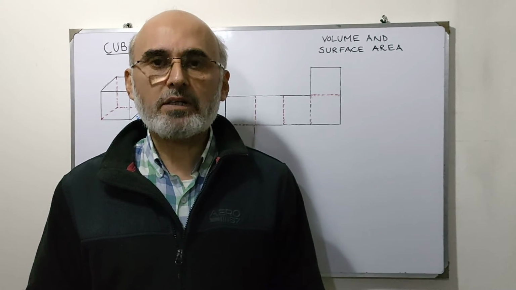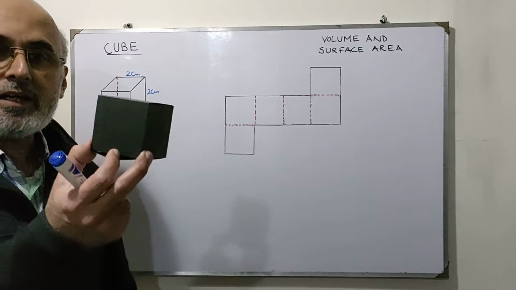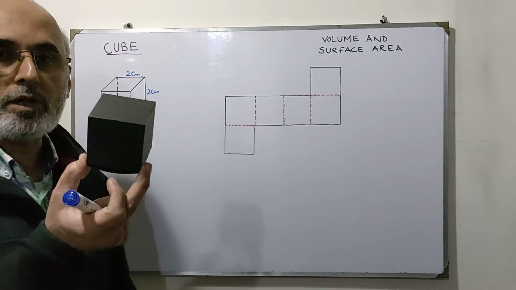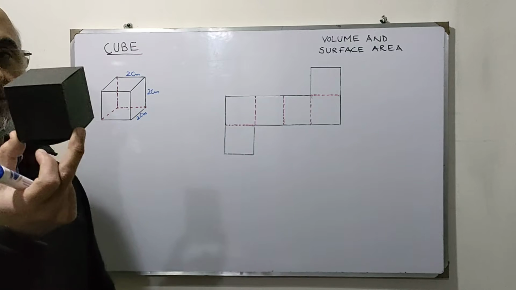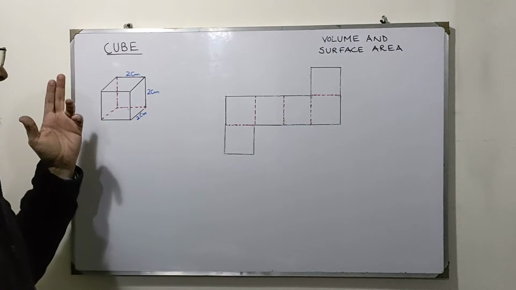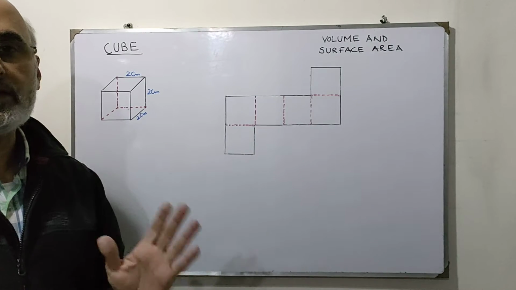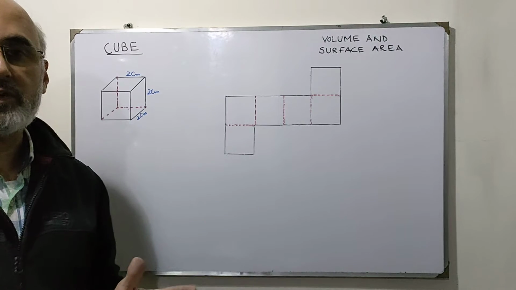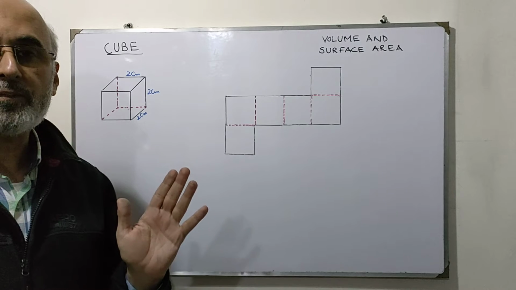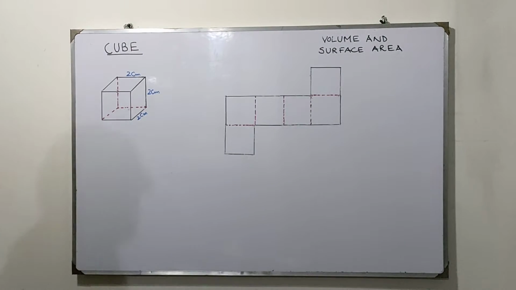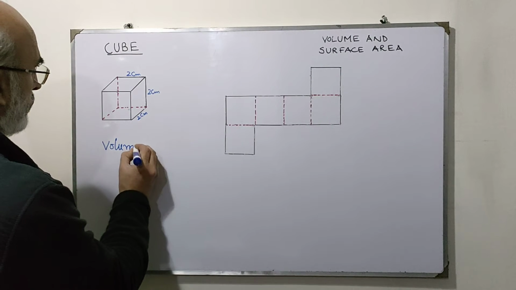So now we are going to discuss a cube. Here we have a cube, and again I have a cube made from cardboard, and this will be helpful in understanding the cube. In case of the cube, the length, breadth and the height all are equal. In the cuboid it was different, right? In this case all the sides are equal. So if all the sides are equal, we have to calculate the volume of the cube.